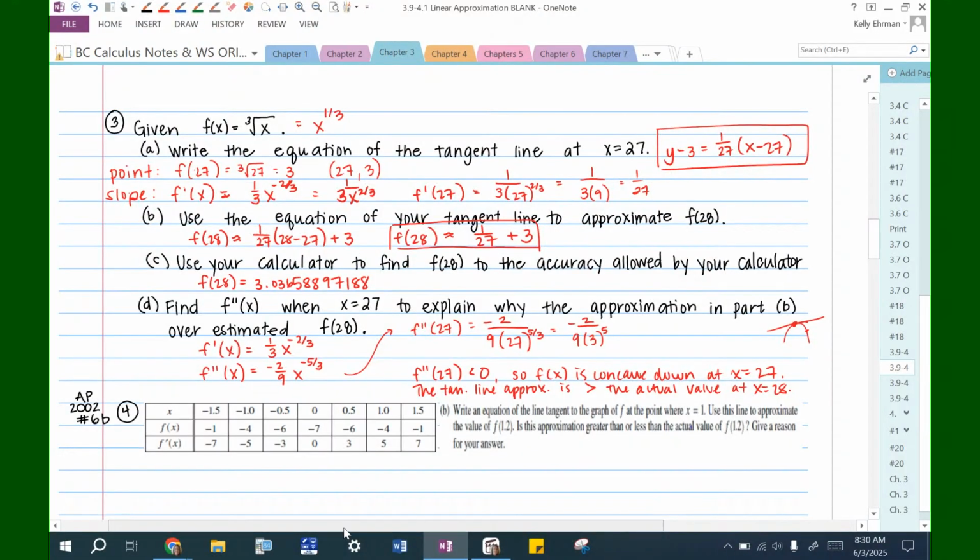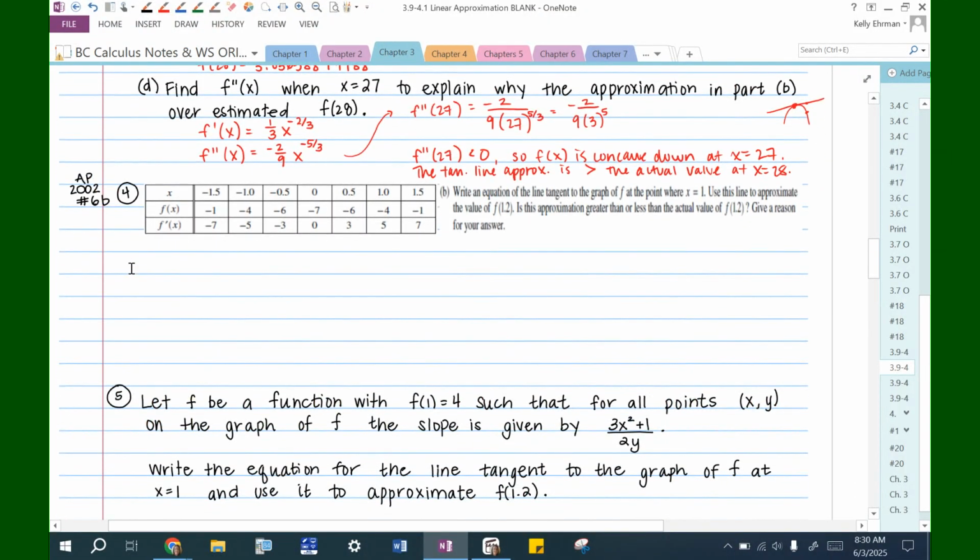All right. This is from an old 2002 AP Calc test. So part B of this question said, write an equation of the line tangent to the graph of f at the point where x equals 1. Use this line to approximate the value f of 1.2, excuse me. Is this approximation greater or less than the actual value? So we can't find the actual value in this one, so we have to use this concavity idea.